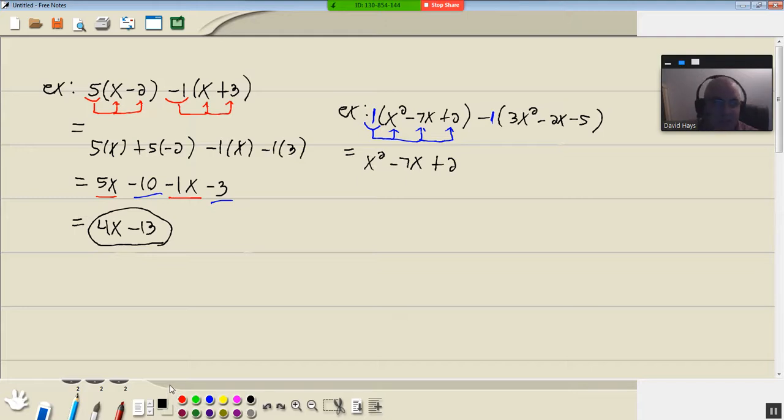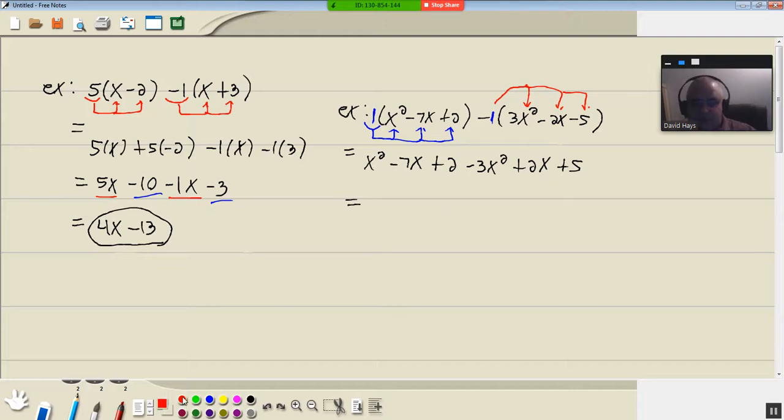Mostly, if you have parentheses with no number or no negative in front of it, you just drop the parentheses. And here, a negative in front will flip the sign of everything inside. So that's what that accomplishes. It's the same as multiplying times negative 1. Negative 1 times 3x squared is negative 3x squared. Negative 1 times negative 2x is positive 2x. And negative 1 times negative 5 is a positive 5.